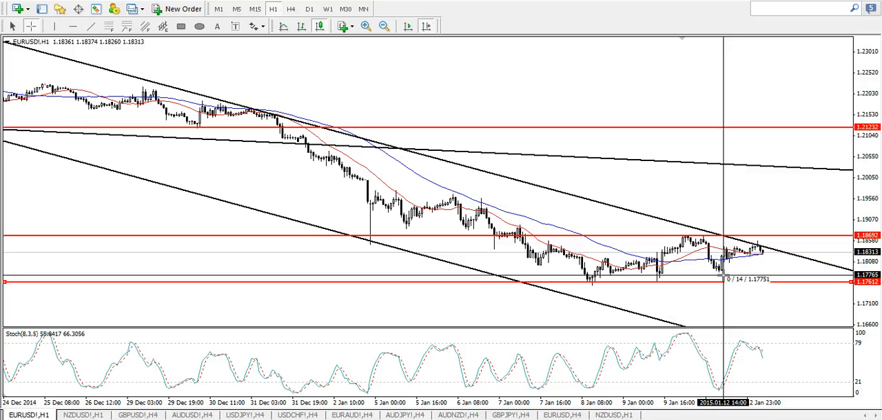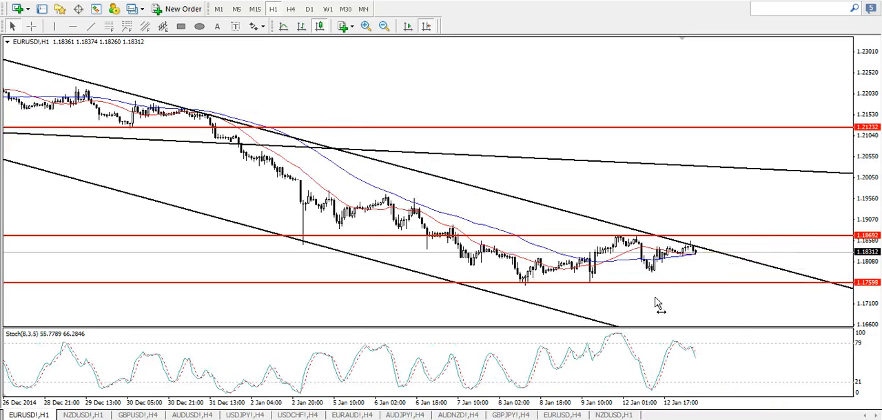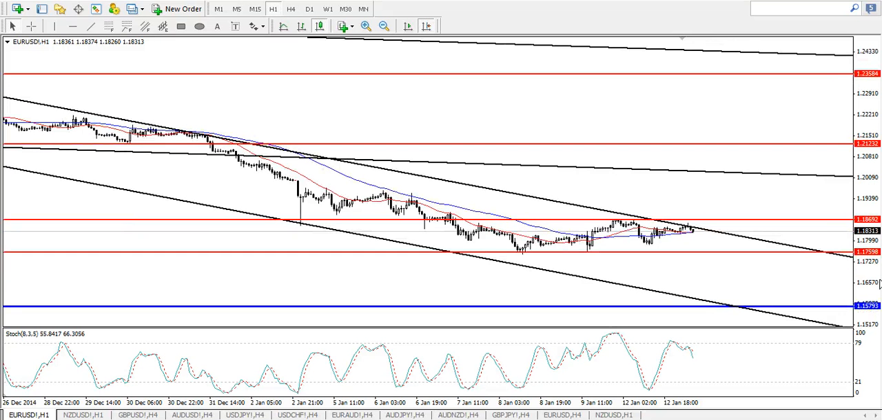Alright, and the first take profit level will be at the previous low price of 1.1759, followed by looking all the way to the bottom at 1.1579, the bottom of the falling trend channel, as well as the final exhaustion level of 161.8%.